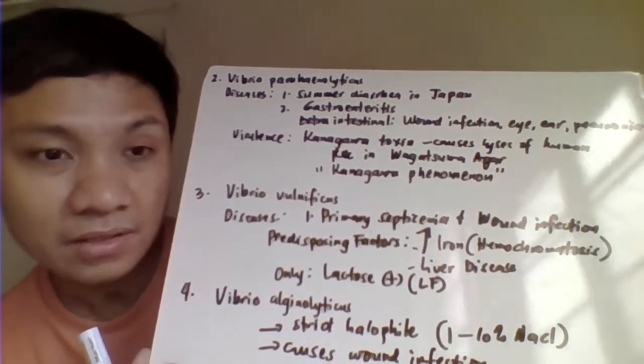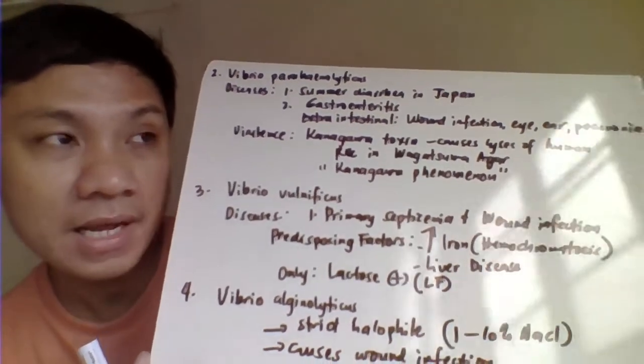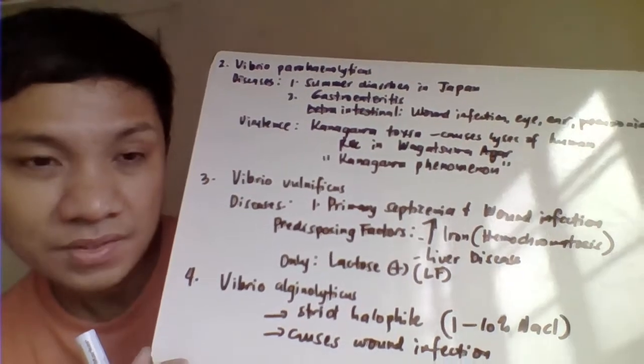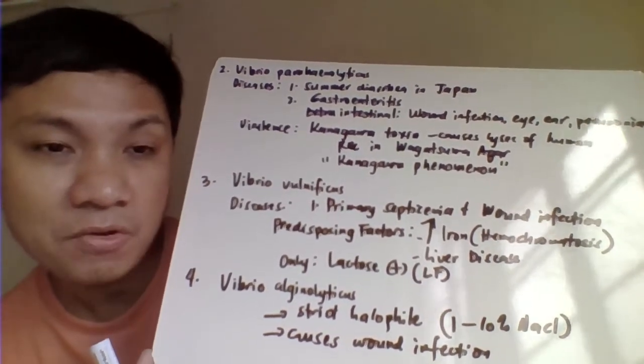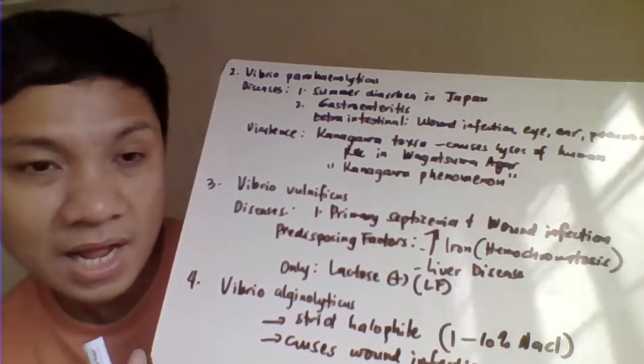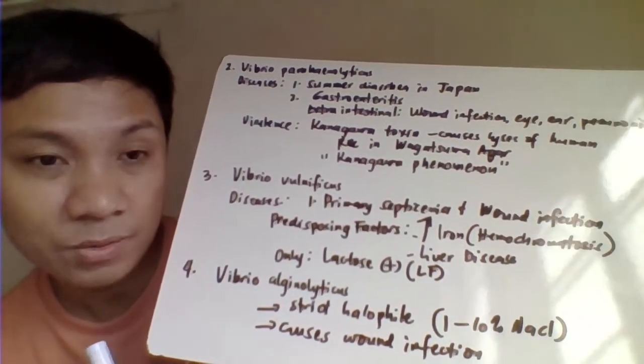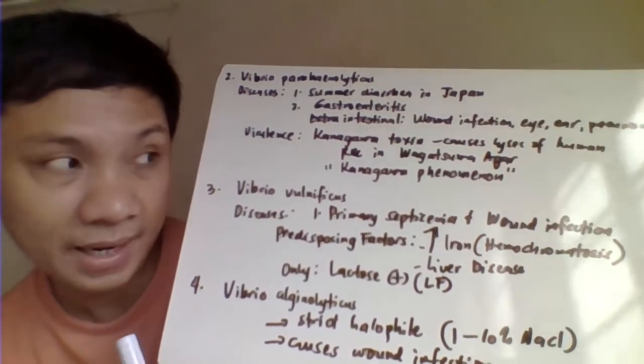Okay, the virulence factor, this parahaemolyticus produces here Kanagawa toxin. Kanagawa toxin is a toxin responsible here for lysing the human red blood cells in your special na mannitol salt agar. You call it one as your Wagatsuma agar.